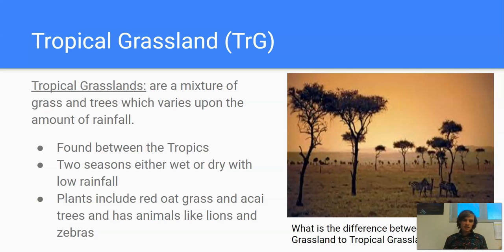They have two seasons, either a wet season or a dry season, and they have very low rainfall. So those are the big differences between temperate and tropical, the amount of rainfall. The tropical grasslands have one really rainy season and one really dry season, whereas a temperate grassland is more moderate the whole time. The plants that live here include red oat grass and acacia trees. Animals would be like lions and zebras. You find a lot of tropical grasslands in Africa.